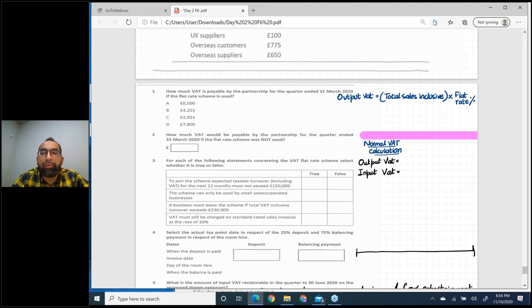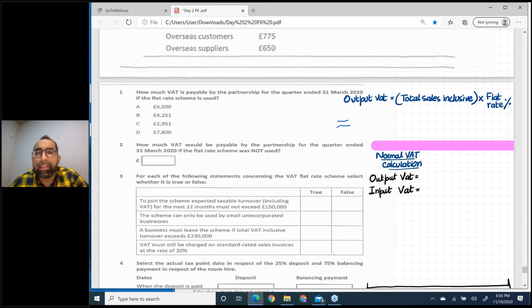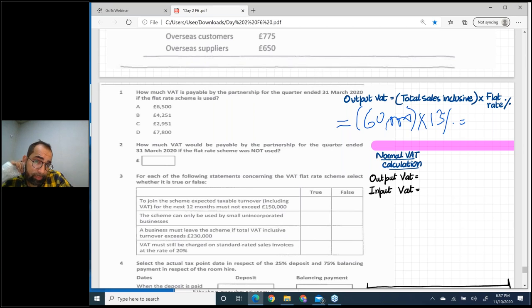And what is the formula for output VAT here? The formula is total sales inclusive of VAT. Total sales means sum of all sales. In this question there are only two sales, standard rated and exempt. 50 plus 10 is 60,000. Your total sales is 60,000, and thank God it's already inclusive. So simply multiply it with 13%. 60,000 times 13% is how much? Let me use the calculator. 7,800. So your simple answer is 7,800.